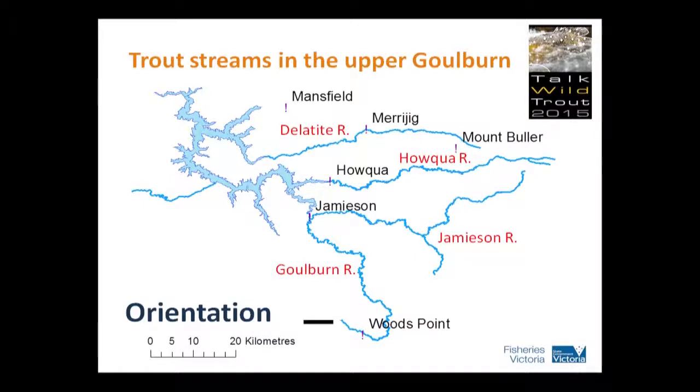When I looked at this map, the first thing I thought about was orientation. The Delatite and the Howqua are rivers that are flowing from the east to the west along their whole length. The Goulburn River is flowing from the south to the north. Stream orientation plays a fundamental role in determining the temperature regime of that stream.